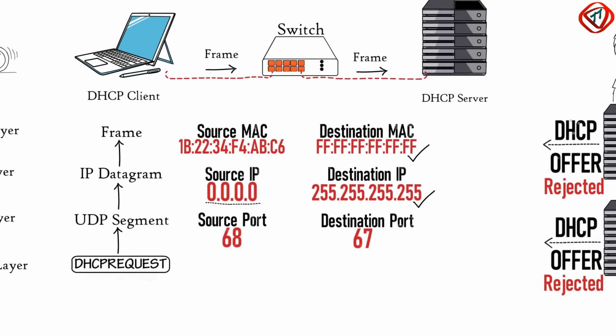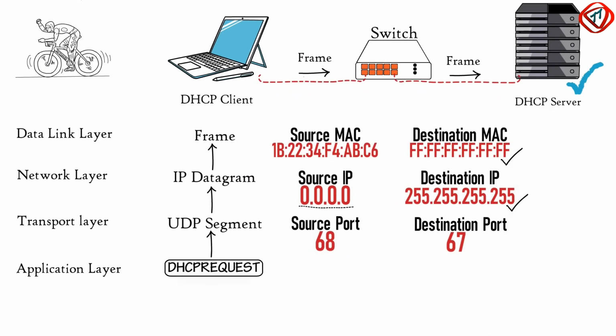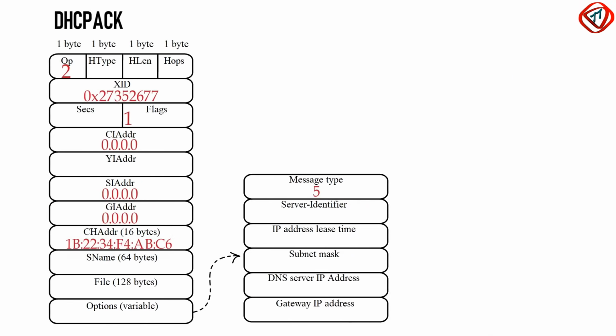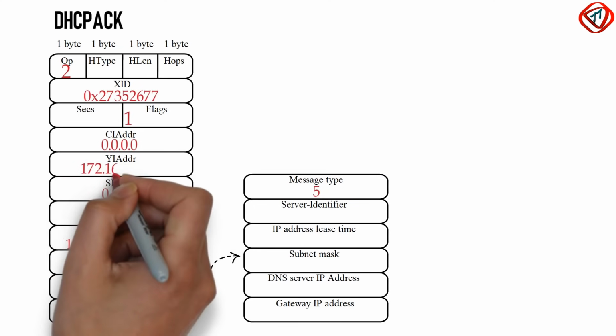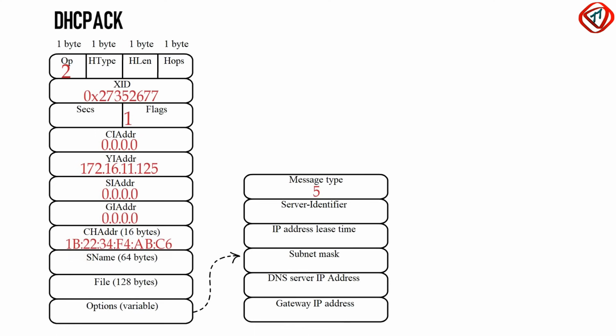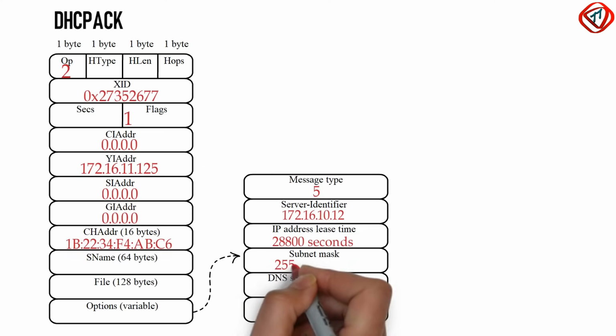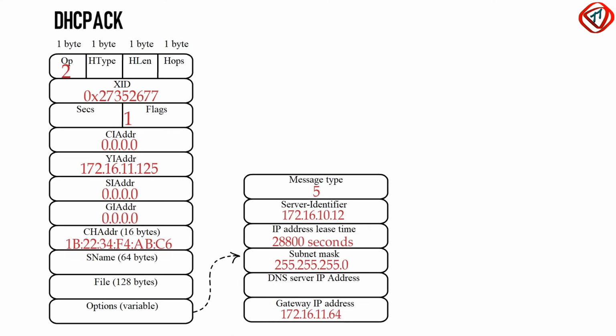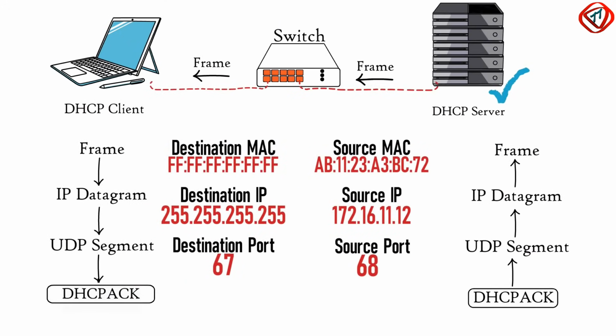allocated to other clients. The selected DHCP server then forms an acknowledgement message with your IP address field set to the offered IP address. Rest of the information containing IP address lease time, subnet mask, default gateway and DNS server IP address are maintained in the options field. The message is then broadcasted.